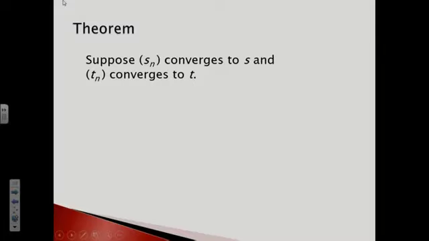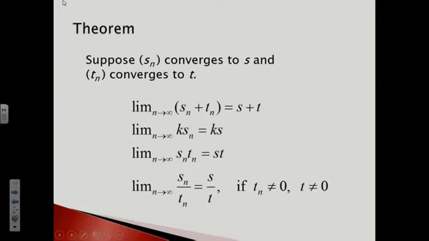Suppose Sn converges to S and Tn converges to T. Then the sum of Sn and Tn is a sequence that converges to S plus T. The product of Sn and a constant k is a sequence that has limit kS. The product of Sn and Tn has limit ST, and the quotient of Sn to Tn approaches S divided by T if Tn and T are different from 0.